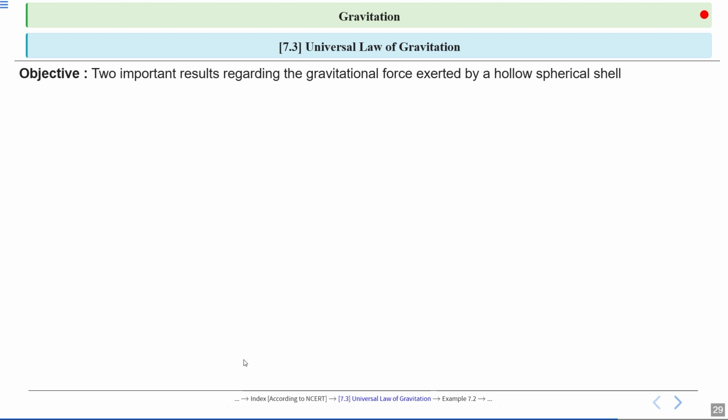Now we will study some fascinating results about gravitational forces on a hollow spherical shell. We will understand two key outcomes related to the gravitational force exerted by such a shell.